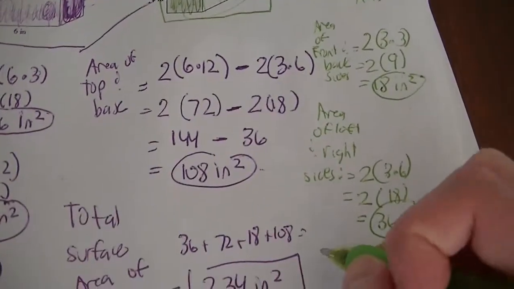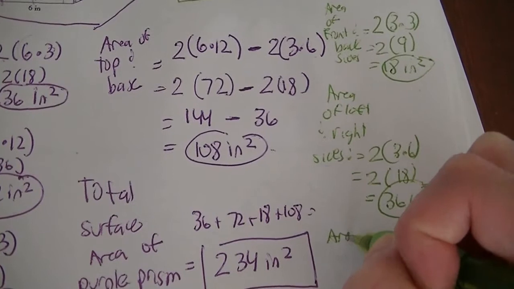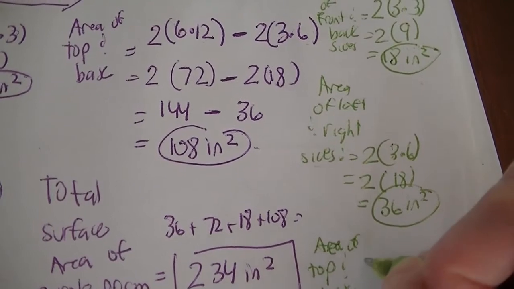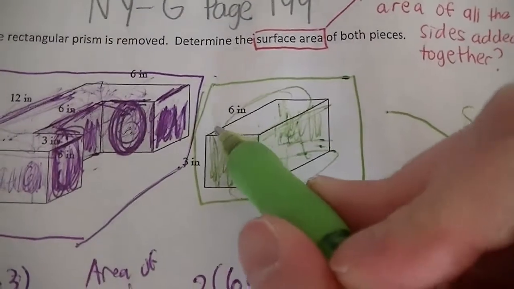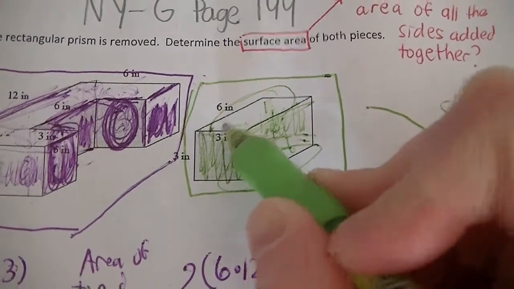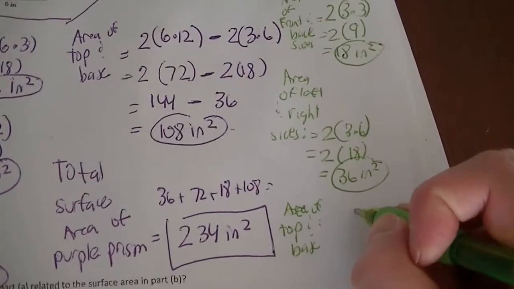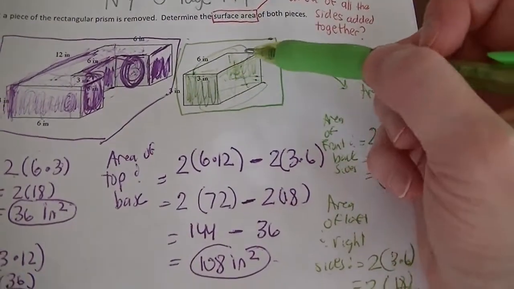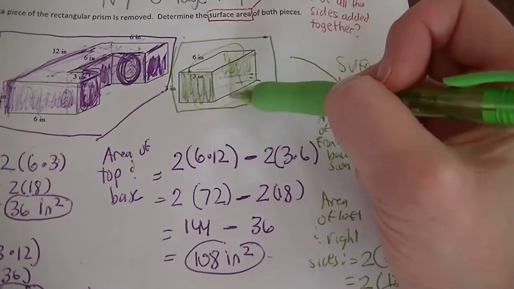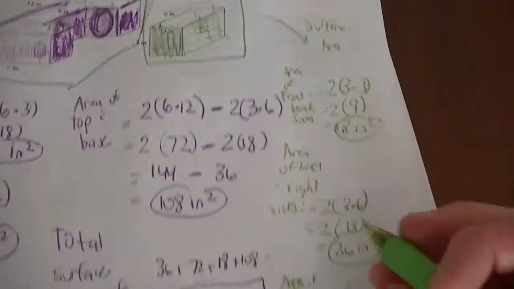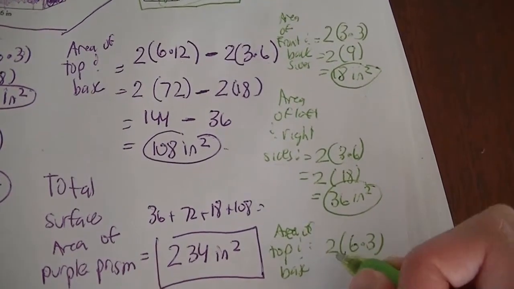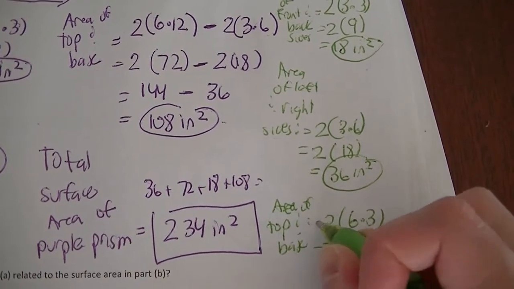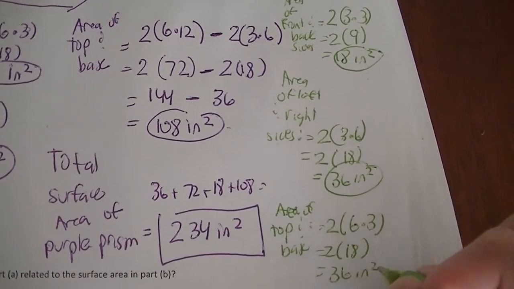So I'm going to label that area of top and base. That's his area. Okay, so area of the top, it's a 6 by 3. So 6 times 3 is what I have to write, or 3 times 6. And I have to multiply that by 2 because there are 2 of those with those same dimensions. Okay, so I have a 2 times the quantity of 18. 2 times 18 is 36 inches squared. Gotta circle that.